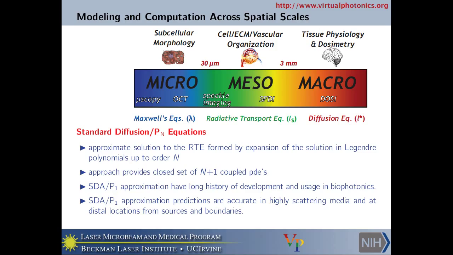The limitations for the standard diffusion approximation are considerable, and one really needs to consider this. Number one, these predictions are accurate in highly scattering media. We'll talk about what that means a little later on, and at locations that are distal from sources and boundaries. And so we'll discuss what we mean by highly scattering and what we mean by distal locations in a moment. So I think I want to pause there because I'm going to switch gears a little bit. Any questions at this point?